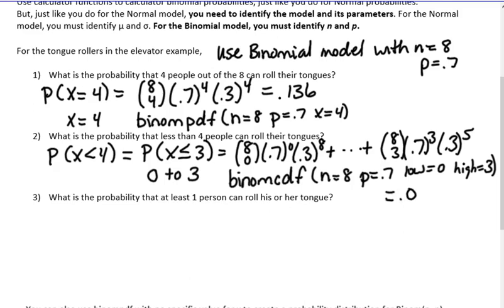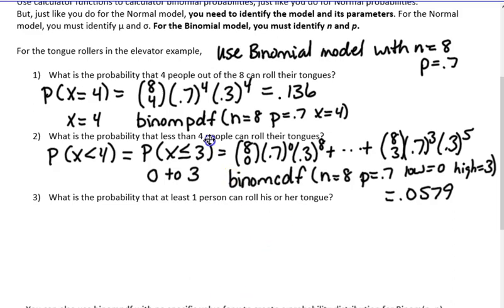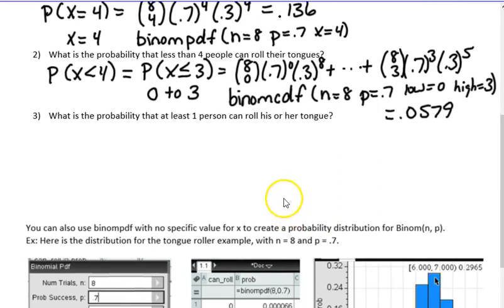So that equals 0.0579. I'm not writing a sentence here, but basically I would say there is about a 6% chance that less than 4 people in the elevator can roll their tongues. So you can write a sentence for that. Definitely answer the question when you are doing this.